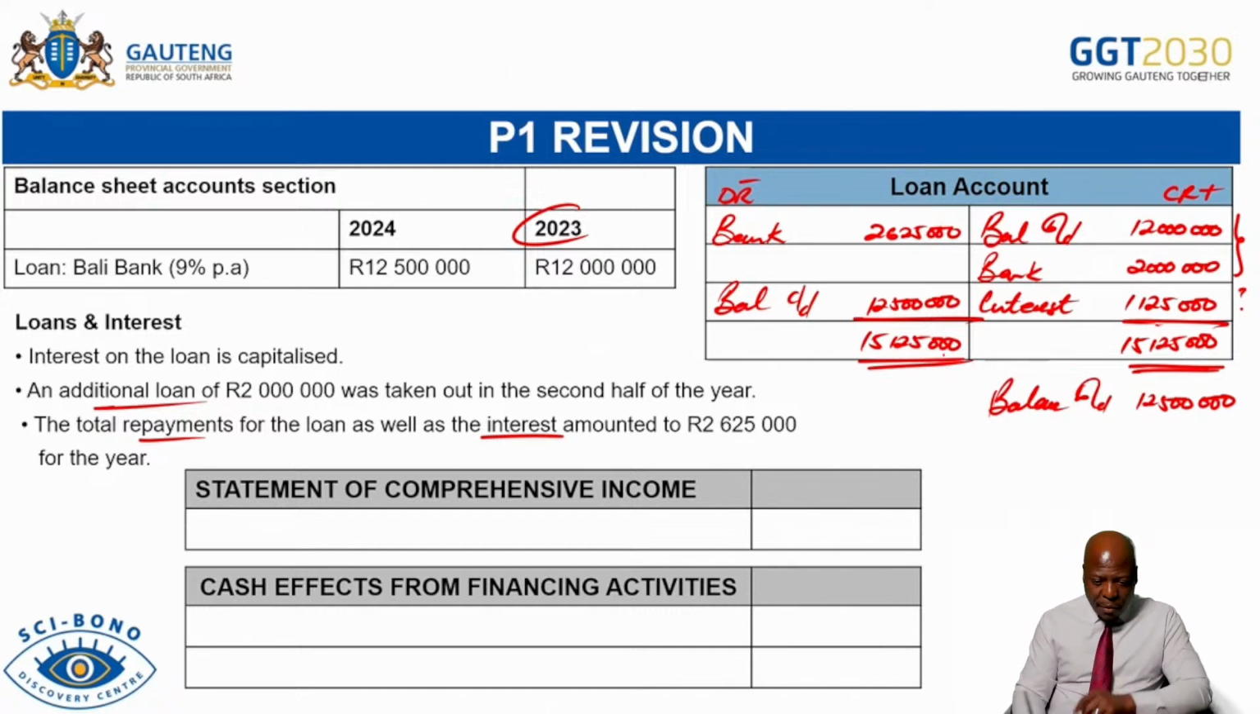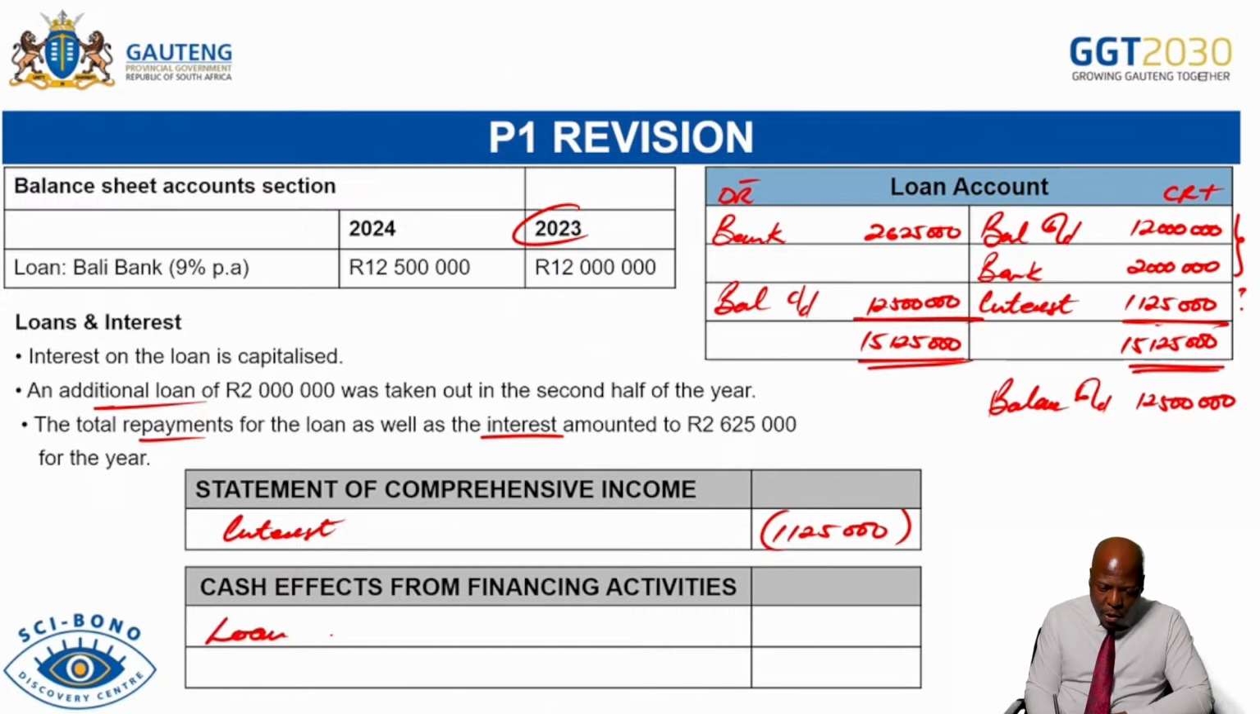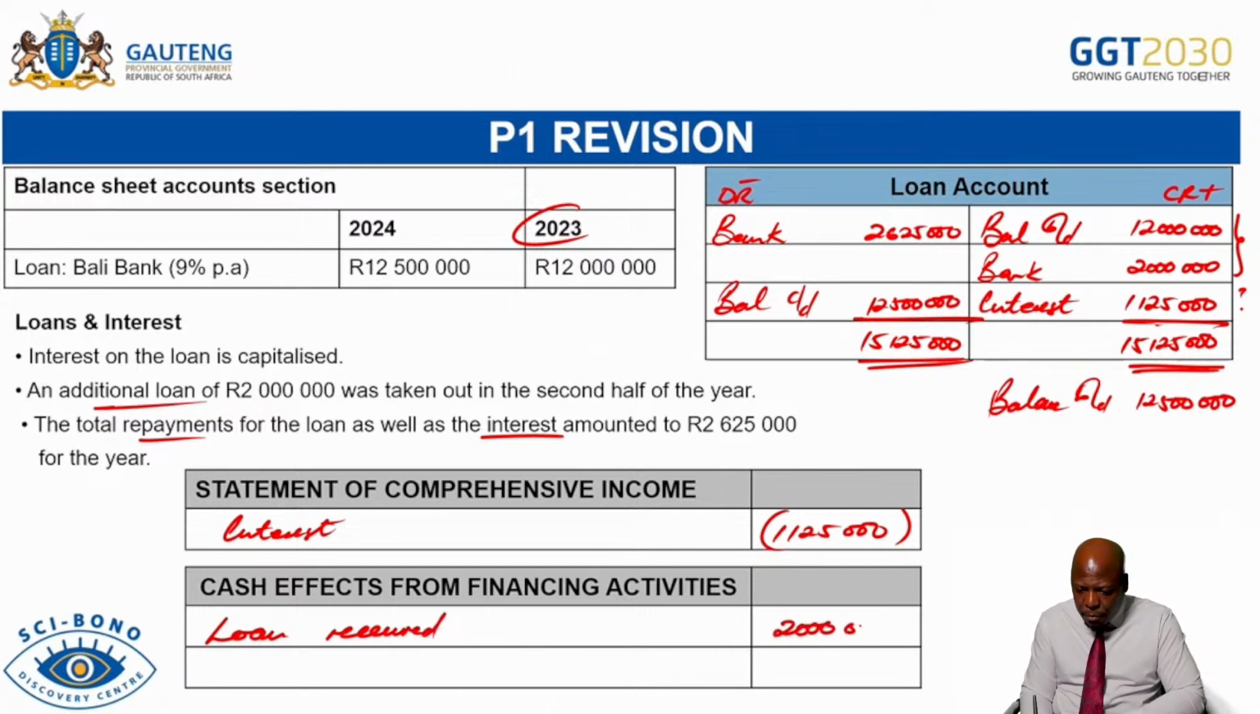So this one is a different adjustment. So if I'm doing my statement of comprehensive income, I'm going to come here and say my interest is going to be 1,125,000. Remember, that's interest expense. But if I were doing the cash flow statement, cash effects from financing activities, then I would say loan received. I know others would say proceeds from loan. Loan received, we've received a loan of 2 million.